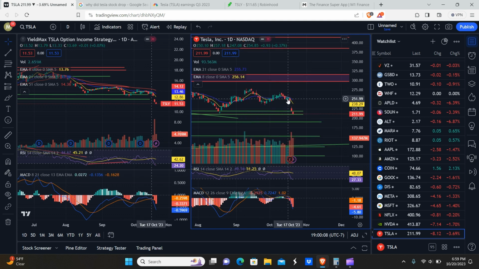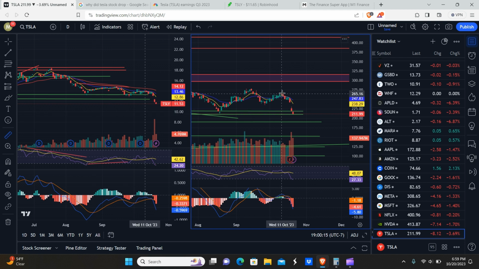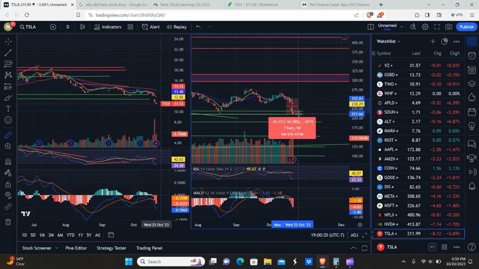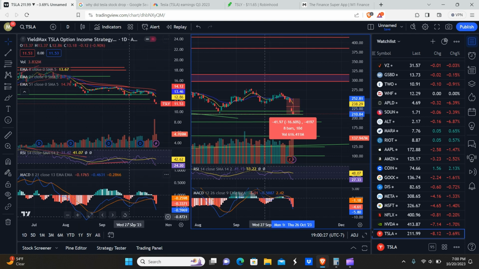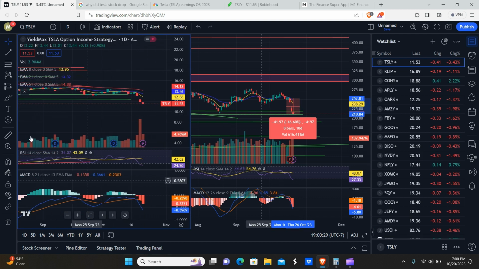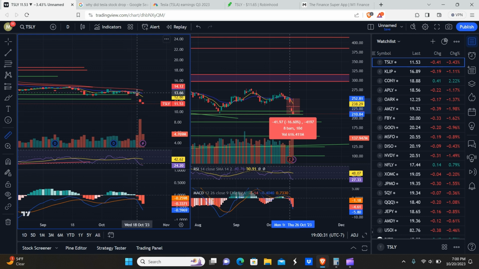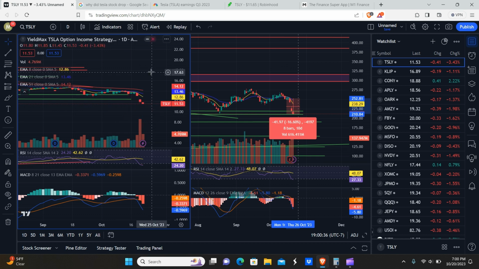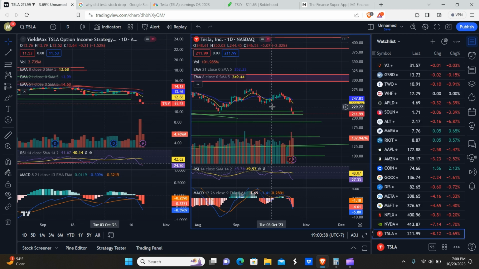You can see there wasn't really much going on in TSLA. It was kind of going sideways. So I think investors were basically waiting for the earnings call and results. But as you guys can see, TSLA by itself dropped about 16.6% over the course of 3 days. And TSLY over the same 3 days dropped about 16% as well. So it's pretty much identical in terms of the downside.